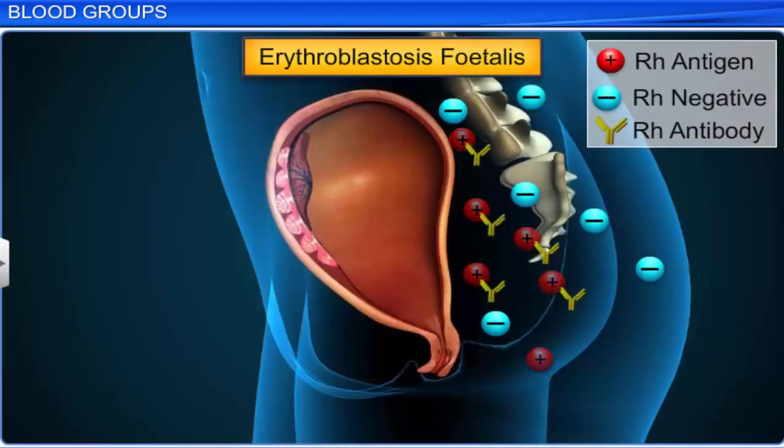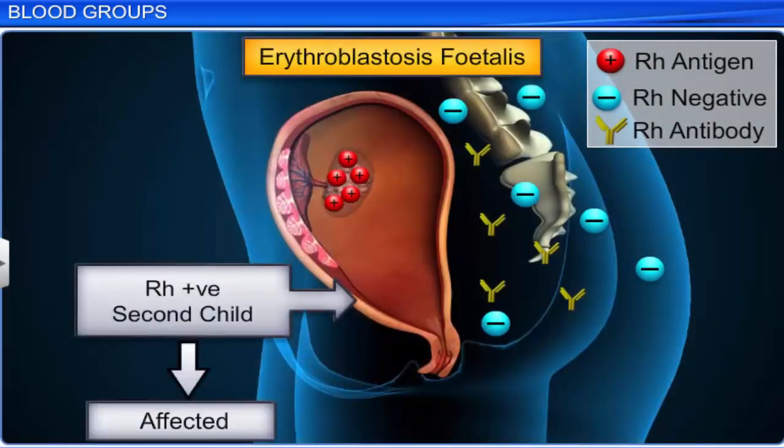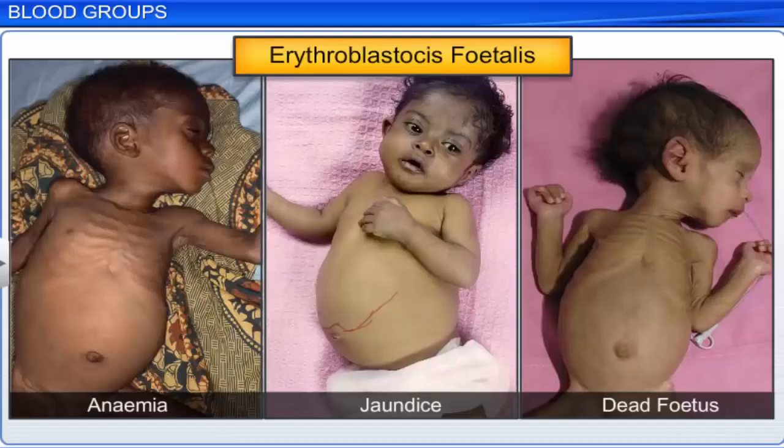This induces the formation of Rh antibodies in the mother's blood. The problem occurs during the second pregnancy, when the Rh antibodies present in mother's blood cross the placenta and destroy the fetus's RBCs. This results in severe anemia and jaundice, and at times fatality of the fetus.